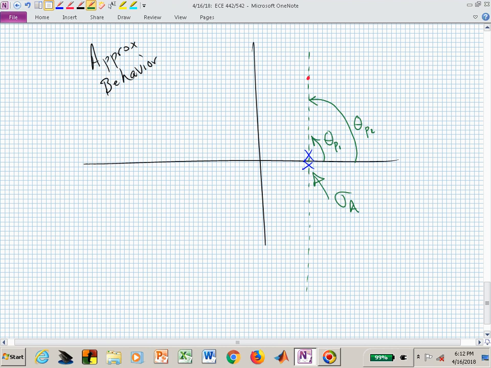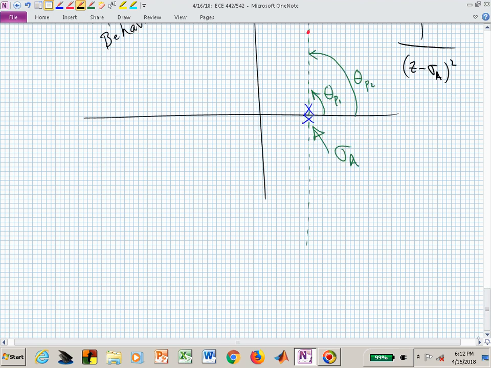Now, what do I know about those angles? In fact, I can think of this as an approximation. I have 1 over (z minus sigma sub a) squared. That's what the approximate transfer function would look like: two poles located at a real value of sigma sub a. And what do I know about those angles, theta sub p1 and theta sub p2? They have to satisfy the phase angle condition if they belong to the root locus.